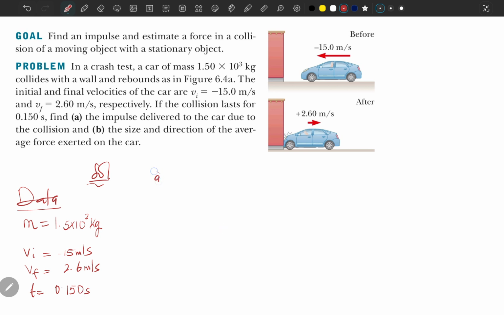So how do you actually answer part A, the impulse? Recall that impulse is just the change in momentum. And when we say the change in momentum, we mean the momentum final minus the momentum initial. So what we need to find first is momentum initial. Momentum is mass multiplied by velocity, and since we are looking for momentum initial, we use the initial velocity. The mass is still the same, 1.5 times 10 to the power 3 kilograms, and I'm going to multiply by the initial velocity, which is negative 15.